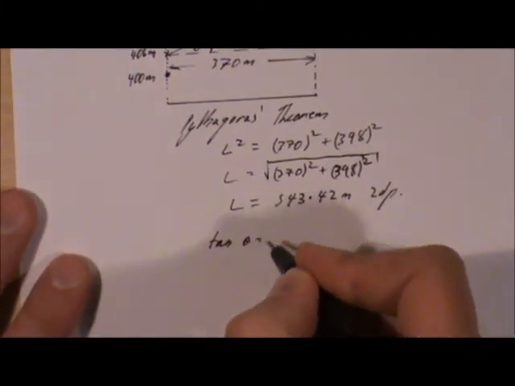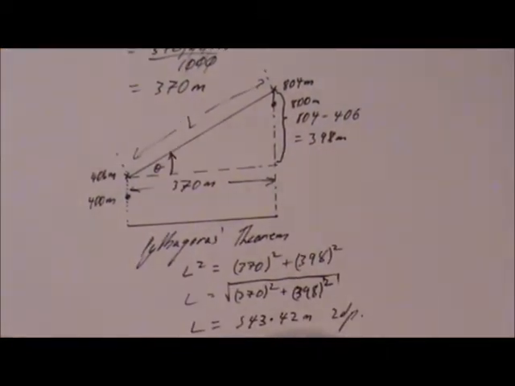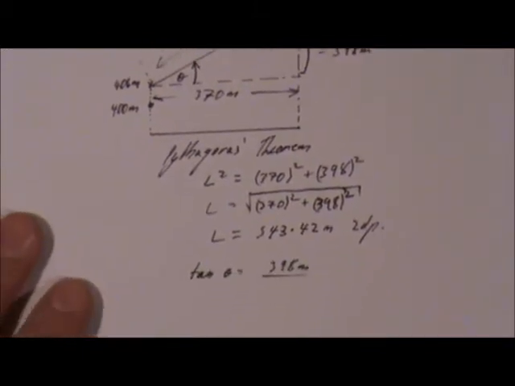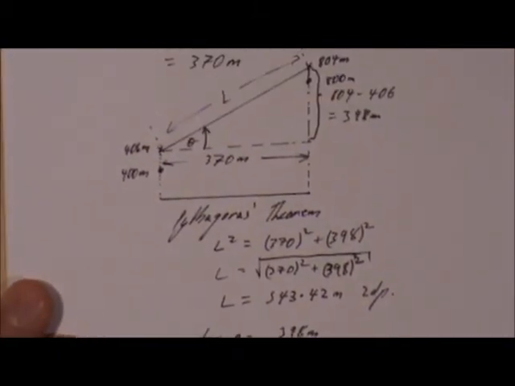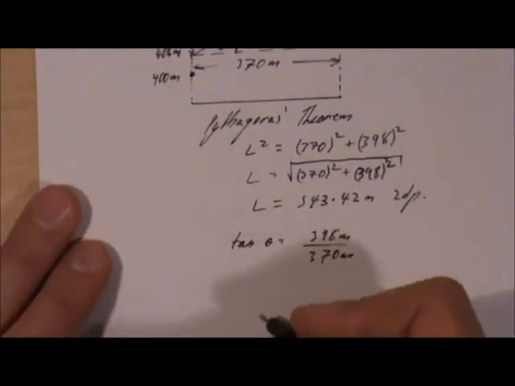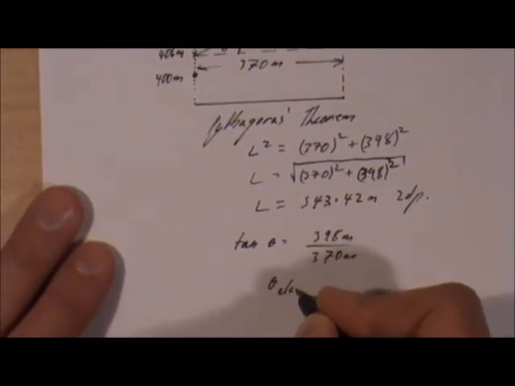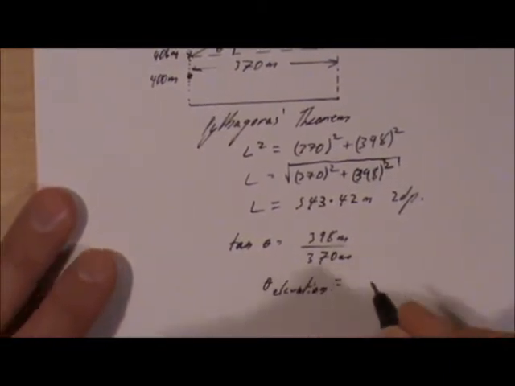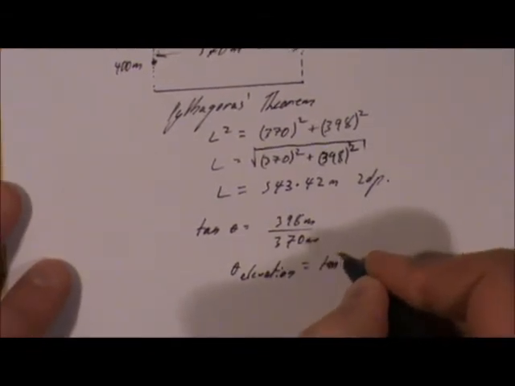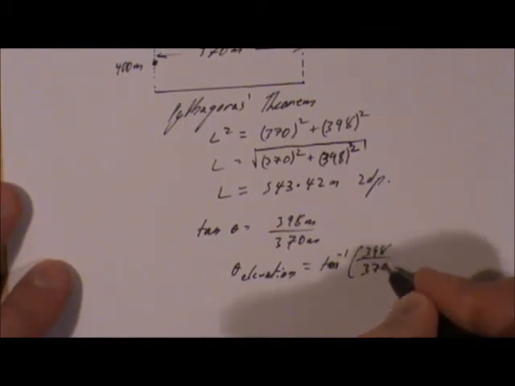So tan theta is equal to the opposite. In this case, the opposite is 398 meters. The adjacent is 370 meters. Therefore, the angle of elevation is simply inverse tan 398 on 370.